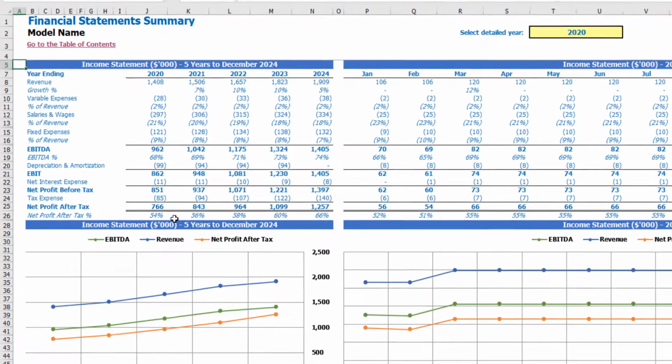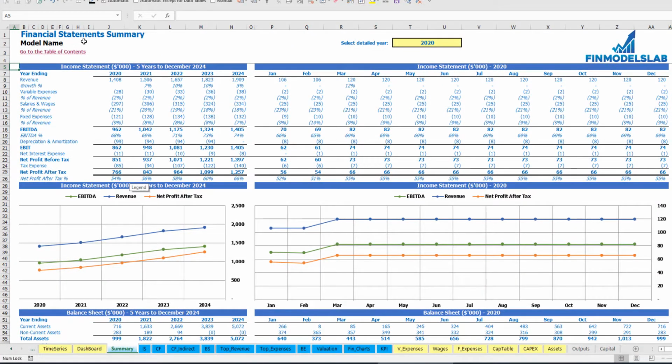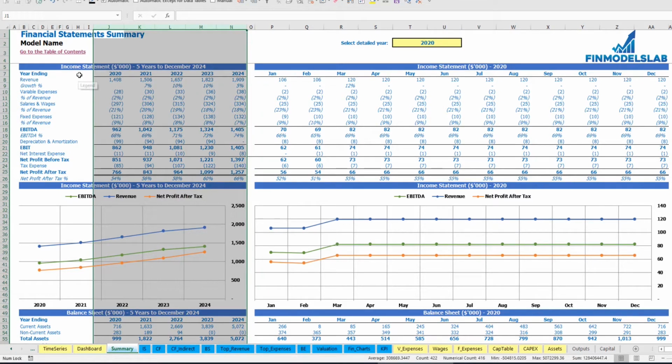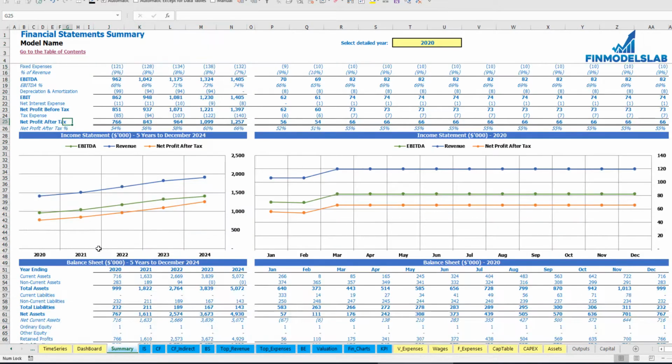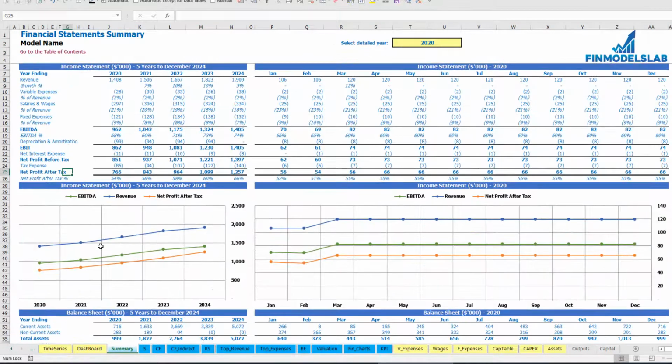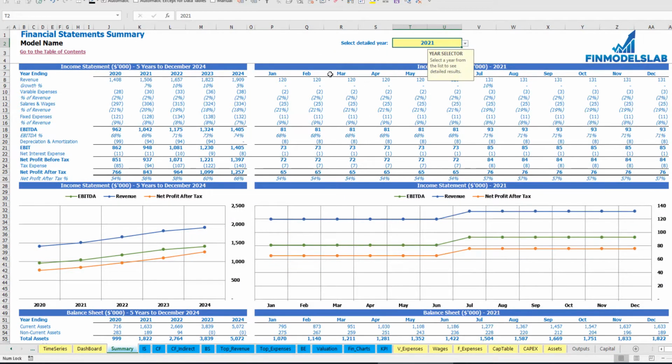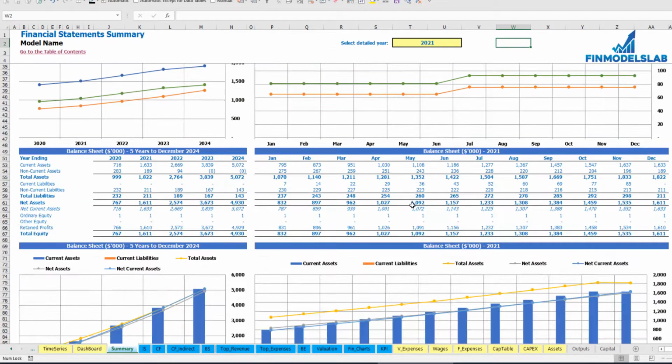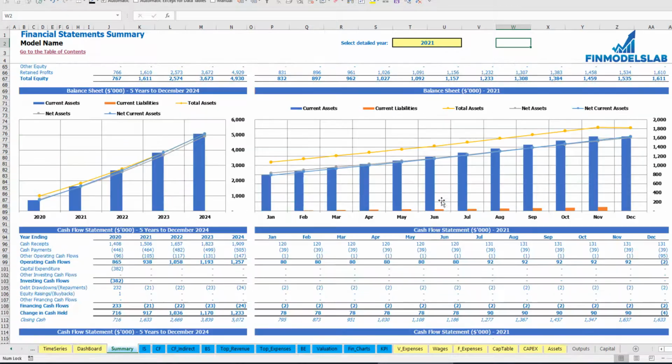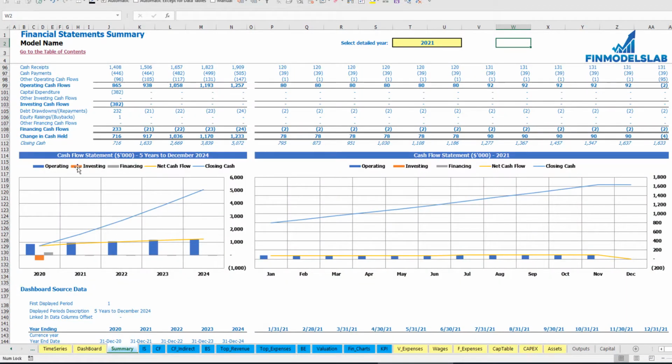The summary of the 3 statements you may find on the Financial Statement Summary tab, which consists of a 5 year breakdown of P&L, balance sheet and cash flow. And additionally, you have to select some year here, and you may see the breakdown of a specific year by months for the main categories of P&L, main categories of balance sheet with some charts, and main categories of cash flow statement, also broken down by months.